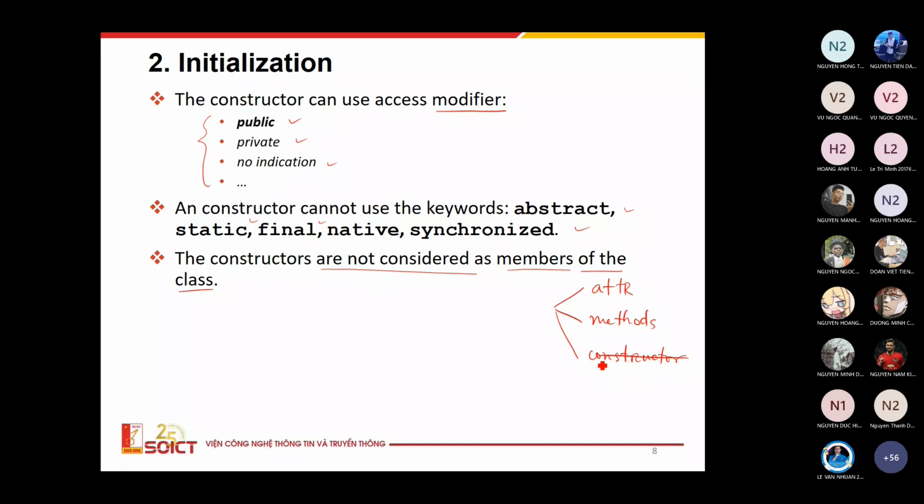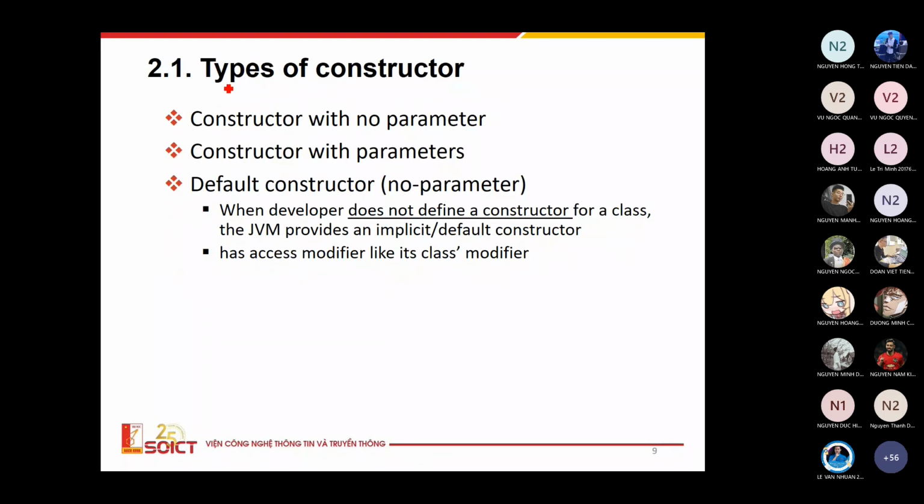And now you will learn how many types of constructor you can have. Here I list for you 3 types of constructor. That means there are 3 ways to allocate and assign values to an object. The first kind, you can create the constructor with no input parameter. The second one is you can create the constructor with parameters. And the third one is the default constructor. This is the constructor provided by the JVM. So we check these two kinds of constructor firstly.